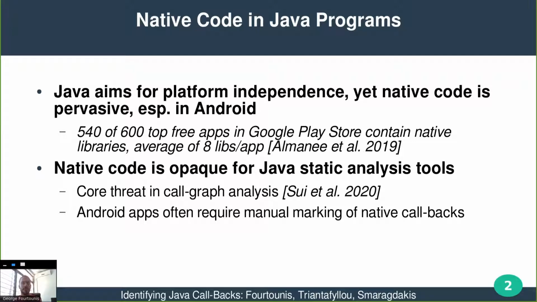This native code is a problem because Java static analysis tools cannot understand it. And in a recent survey by Sui et al., it was found that this is a core threat in call graph analysis. In particular, we find that in Android development, applications may not be successfully optimized or obfuscated if they miss callbacks from native code.